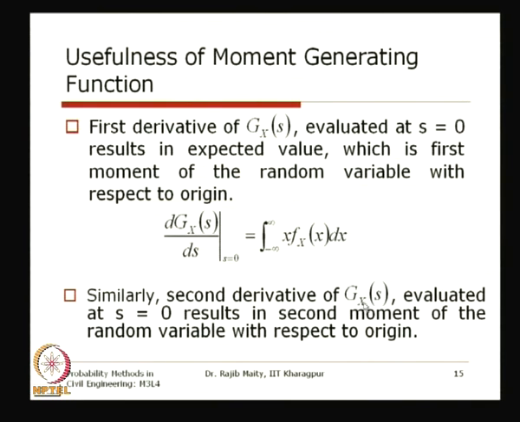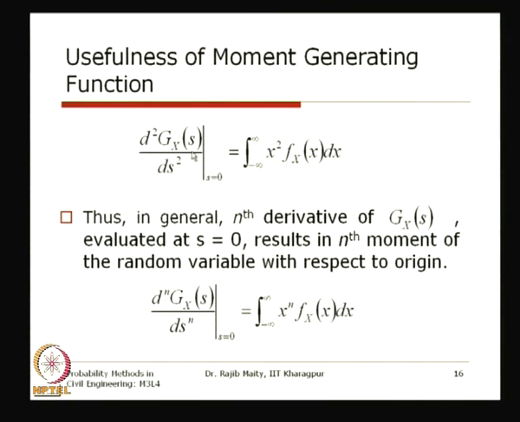Similarly, the second derivative of G_X(s) evaluated at s equals to 0 results in the second moment of the random variable with respect to the origin. Let us see. We take the double derivative, so x now becomes x multiplied by x, that is x square, multiplied by e power sx, and with s equals to 0, e power sx equals 1, multiplied by f_X(x). So this is the expression for the second moment with respect to the origin.